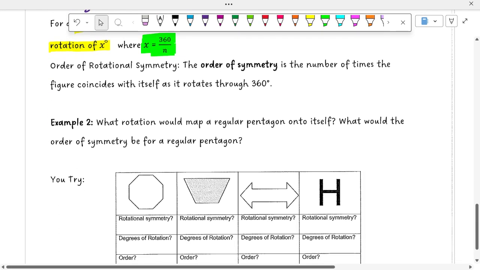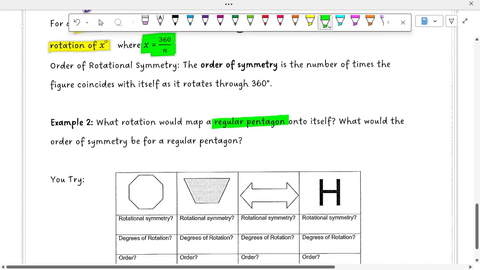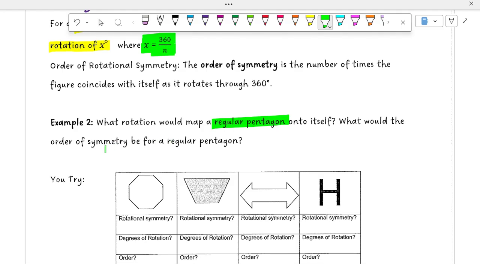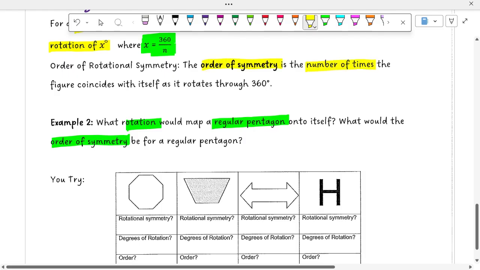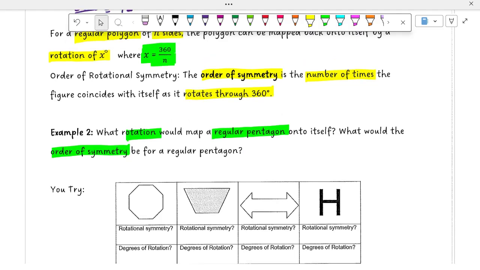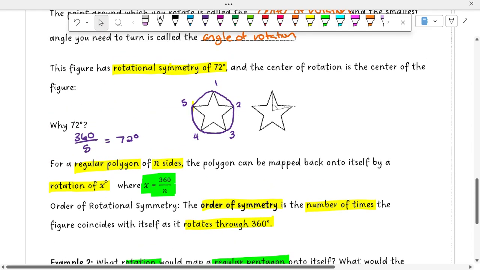So, for example, if we took a regular pentagon and mapped it onto itself, what would be the angle of rotation, and what would be the order of symmetry? Before we get into that, the order of symmetry, I forgot to say what that was. Order of symmetry is the number of times the figure can rotate upon itself. So for example, up here, the order of symmetry would be 5 because it can rotate on itself 5 times in 5 different places.